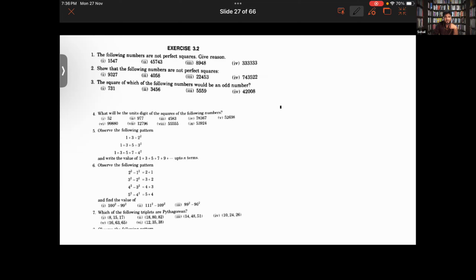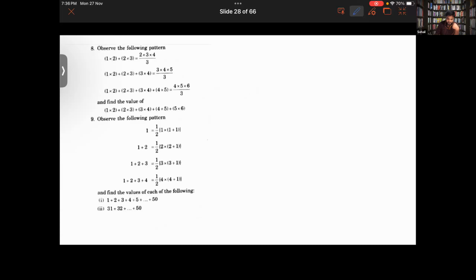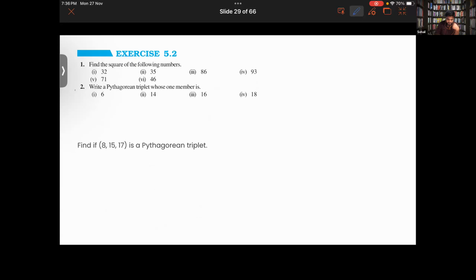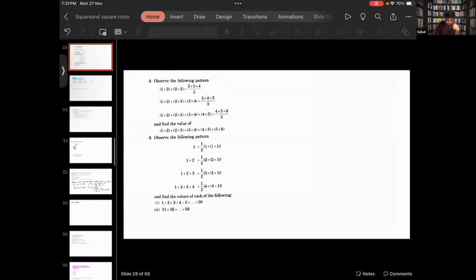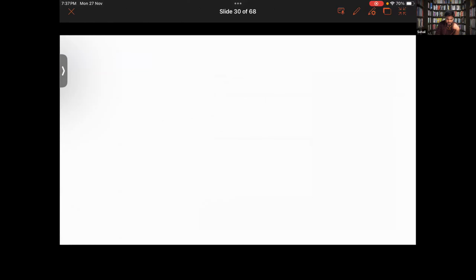Before that, from exercise 3.1, there were some questions, like how do we find the smallest number by which a given number must be multiplied so that the product is a perfect square? For example, say there's a question. We have numbers, for example, 23805. Take some more numbers. For example, take 12150.